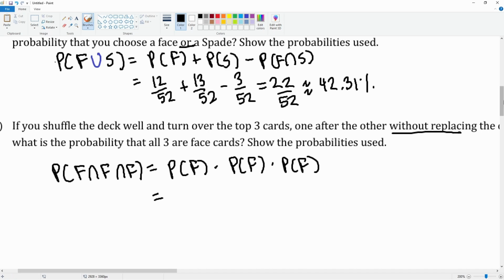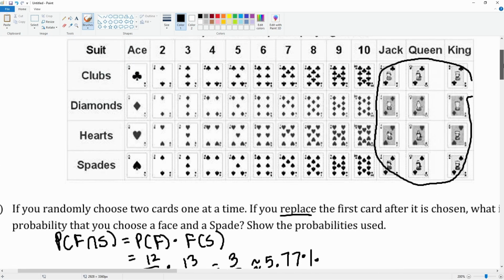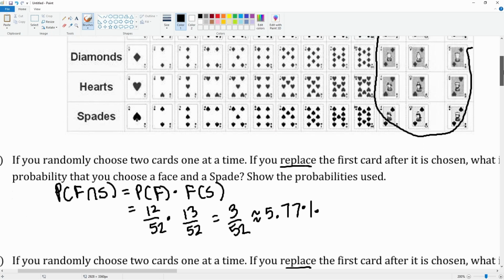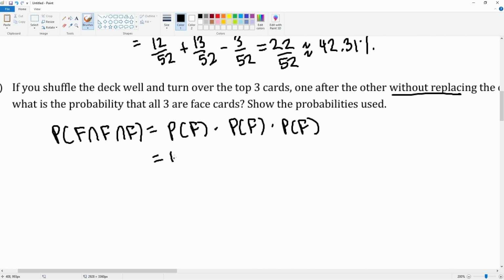The first time you get a face card, let me see. 1, 2, 3, 4, 5, 6, 7, 8, 9, 10, 11, 12. There's 12 face cards. 12 out of 52. Okay, the second one you have 11 out of 51 because again without replacement, and the third time it is 10 out of 50. All right, now we just multiply them together. 12 divided by 52 times 11 divided by 51 times 10 divided by 50.